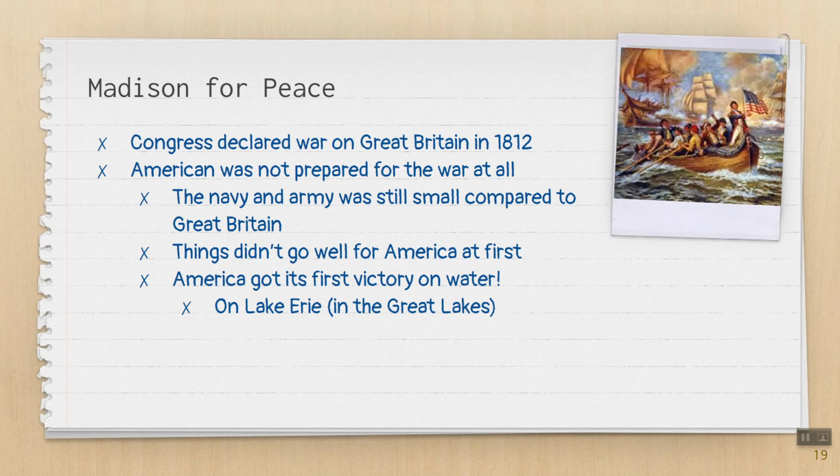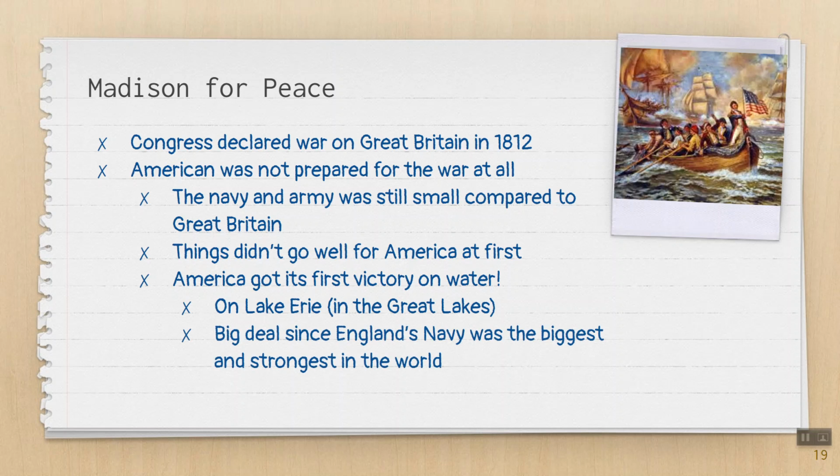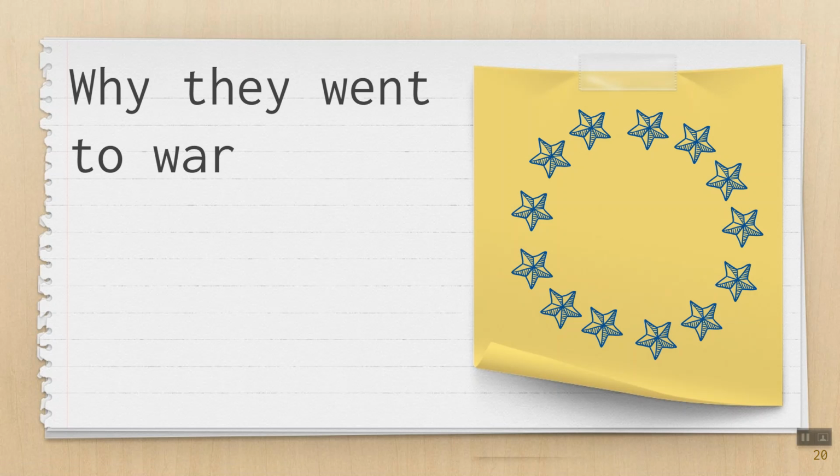And it was on Lake Erie, and that's in the Great Lakes of the United States. You know, those big giant lakes. They did have ships on those lakes at this time that would go up these rivers so they could bring trade into some of those western colonies or western states and up into Canada. Well, Lake Erie is where this battle happened. And it was a big deal because England's navy was the biggest and the strongest in the world, and teeny tiny little America was able to beat them on the water. It was really a very big deal.